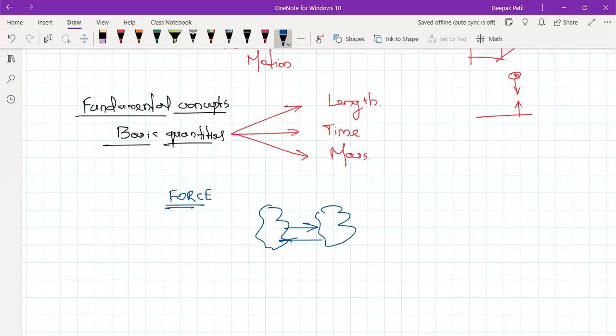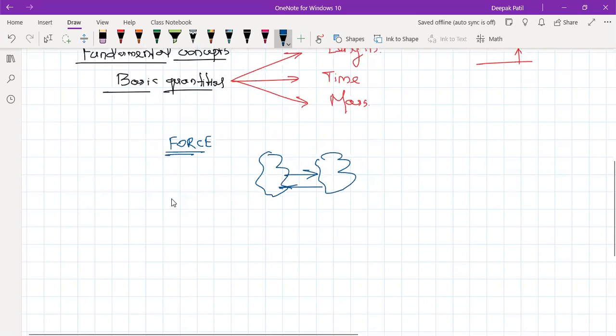Or force could be a contact between the two bodies, like if you want to push a wall, or if you want to pull a car. That kind of thing is also called a force, right? Now in any case, force is actually characterized by three things. I want to explain this concept clearly here.